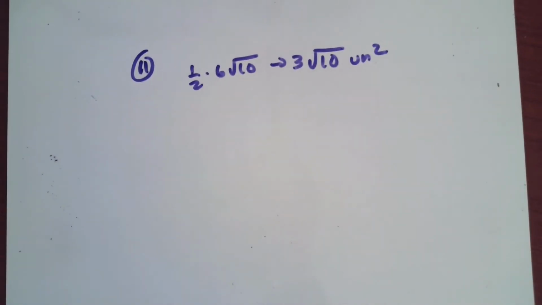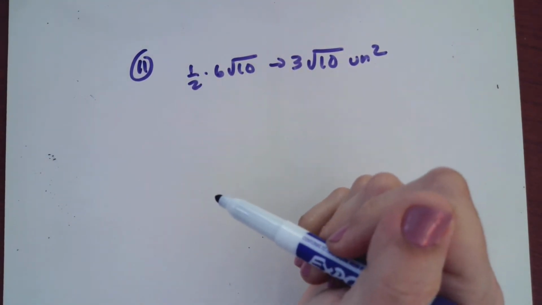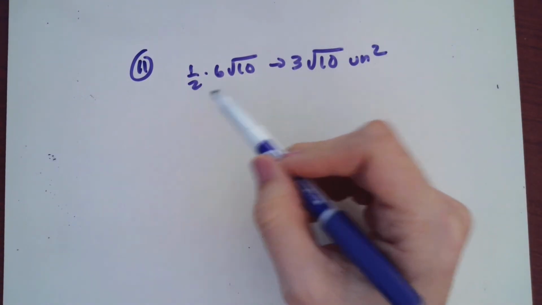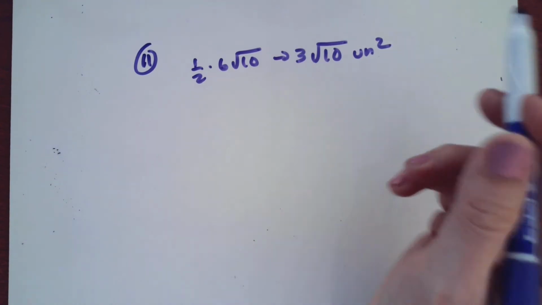Number 11, I was saying that I have 6 radical 10 because it was 36 times 10. So that would turn into 3 radical 10 because half is 6, and units squared. Alright, so for number 12.